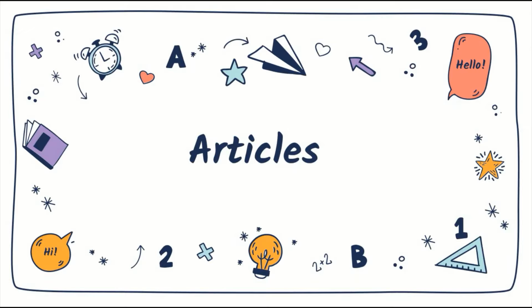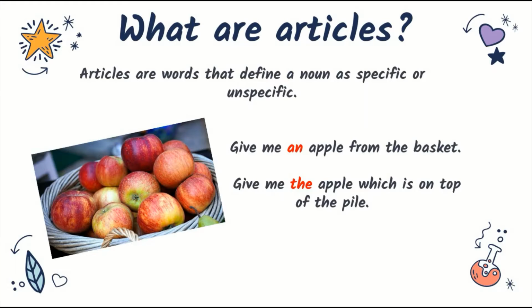So let us first begin by looking at what articles are. Articles are words that define a noun as specific or unspecific. I know you're wondering what I mean by specific and unspecific. Let me give you some examples. Look at these two sentences. Give me an apple from the basket. Give me the apple which is on top of the pile. You just looked at that apple on the top of the pile, didn't you?